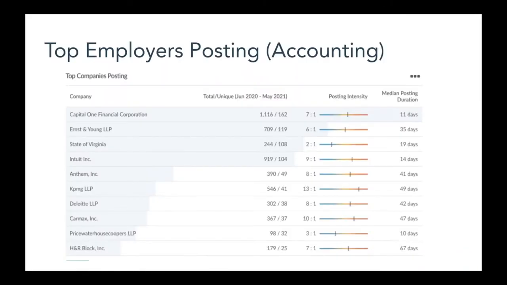So I'll keep digging. Now I can see the top employers posting. And so now we're into that real-time labor market information. In Richmond, Virginia, these are the specific companies. Got Capital One, Ernst & Young, State of Virginia, don't forget the public sector. There can be lots of opportunities there, and you can just go on down the list.